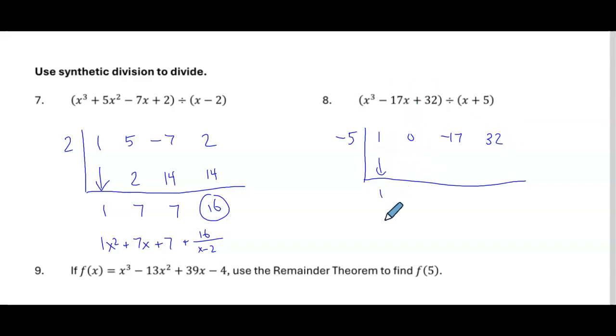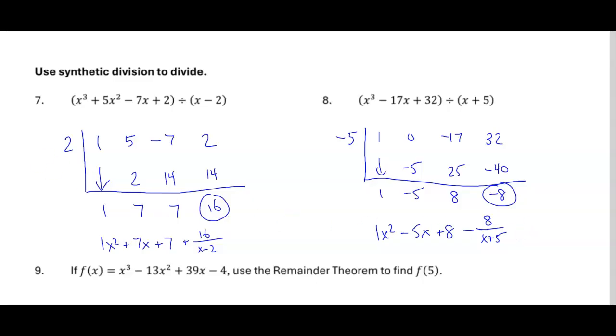1 comes down. Multiply, add repeatedly until we get to the end. So this last one is negative 40, which means my remainder is negative 8. Again, it was a cube, so my first coefficient represents a square. If this was a fourth, then I'd write a 3 here. So just one lower than whatever you start with. Minus 5x plus 8. And then the minus remainder, and it was x plus 5.